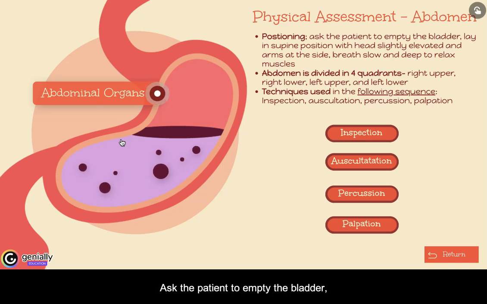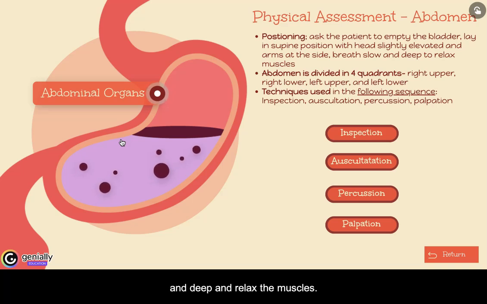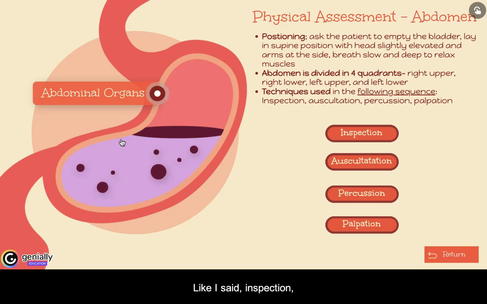Positioning: ask the patient to empty the bladder, let them use the bathroom before they start the assessment. Lay them supine on their back in a position with head slightly elevated, arms at the side, and tell them to breathe slow and deep and relax the muscles. The abdomen is divided into 4 quadrants. You have the right upper, right lower, left upper, left lower. The techniques are used in the following sequence, like I said: inspection, auscultation, then palpation.